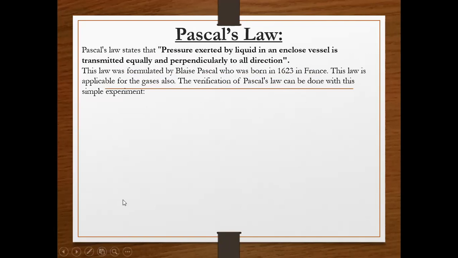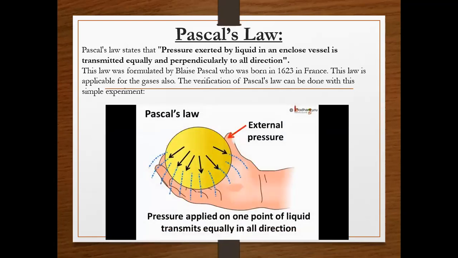Pascal's law states that the pressure exerted by a liquid enclosed in a vessel is transmitted equally and perpendicularly in all directions. It means when pressure is applied in a closed vessel or container, it is transmitted perpendicularly and equally in all directions. That is the explanation of Pascal's law. Here I'm showing a figure in your presentation.